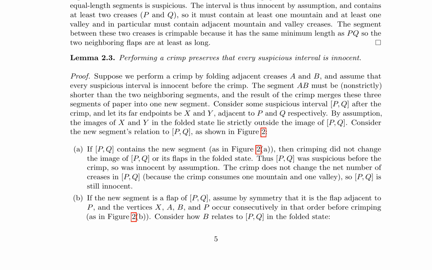The authors then prove several lemmas relating innocent suspicious intervals to crimps and end folds. Lemma 2.2 states that if every suspicious interval is innocent, then some segment must be crimpable or end foldable. The proof involves considering a shortest segment in the crease pattern and the maximal sequence of equal-length segments containing it. If one end is an end of the paper, the incident segment is end foldable. Otherwise, the interior interval of equal-length segments is suspicious and thus innocent, containing at least two creases, including a mountain and a valley.